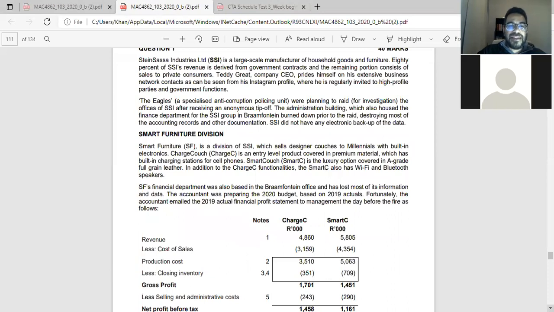The Eagles, a specialized anti-corruption policing unit, were planning to raid for investigation the offices of SSI after receiving an anonymous tip. The administration building, which also housed the finance department for the SSI group in Braamfontein, burned down prior to the raid. Okay, dodge. Destroying most of the accounting records and other documentation. SSI did not have any electronic backup of the data.